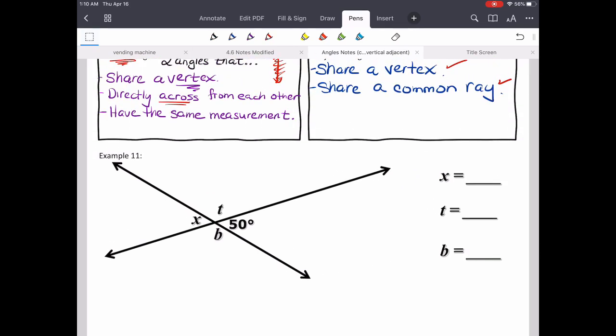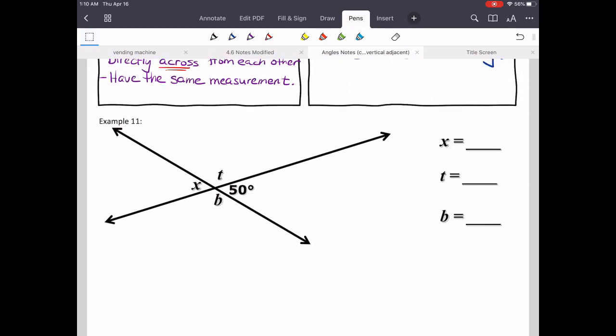All right, for the next examples, again, don't use your protractor. I want you to use what we know now about angles and the relationship of those angles to each other. Let's figure out all these missing angles right here. The first one we have to find is X. X is right across from 50 degrees. I already said this earlier, but you might have forgotten. X is what relationship to 50? Those are vertical angles.